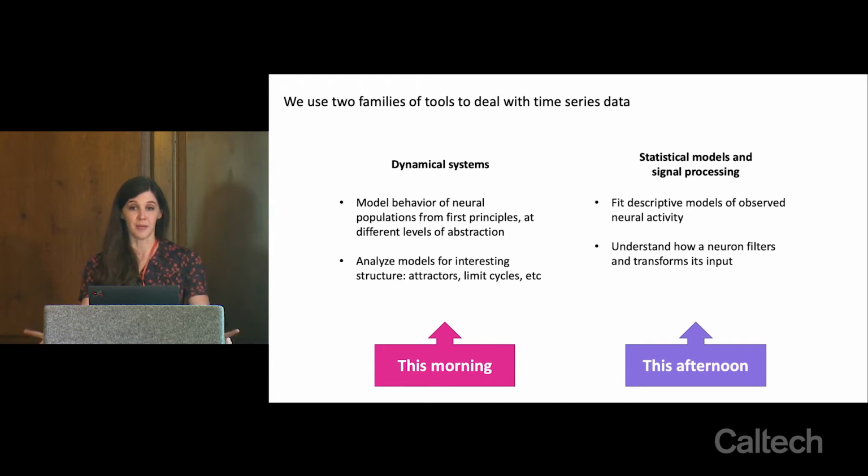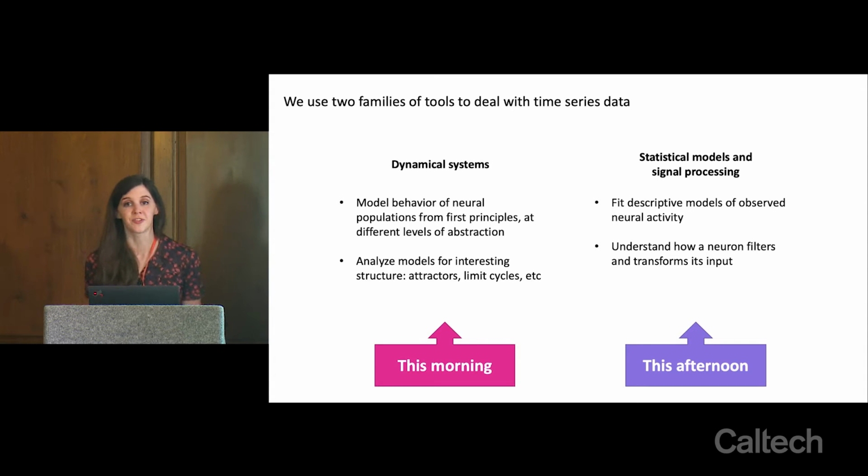In the area of dynamical systems, you can use models that describe the behavior of neurons based on first principles, interactions of ion channels in their membranes, processing of inputs over time. And you can think about what neurons are doing to their inputs at different levels of abstraction for different purposes. And you can take these dynamical systems models and analyze them to find interesting structure and interesting dynamics at the level of single cells, at the level of neural populations, that tell you how these neurons or pools of neurons are operating on their inputs.